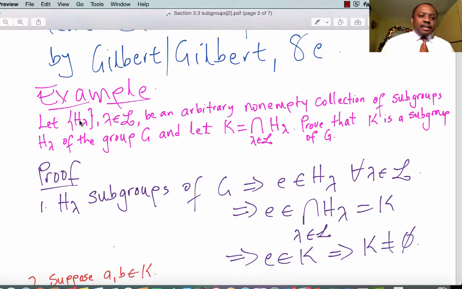Let's take a little example. Let the set of all H lambda, lambda from the indexing set L, be an arbitrary non-empty collection of subgroups H lambda of the group G, and define K to be the intersection of all these subgroups over lambda. Prove that K is a subgroup of G. So all the H lambdas are subgroups. All I want you to prove here is that the intersection of subgroups is a subgroup. Very easy proof. Let's do it.